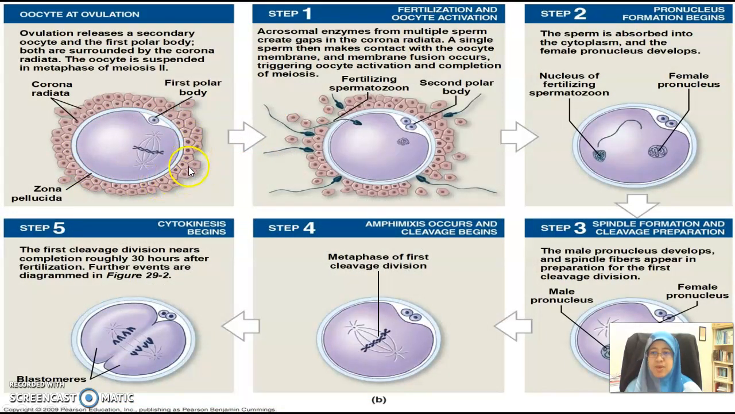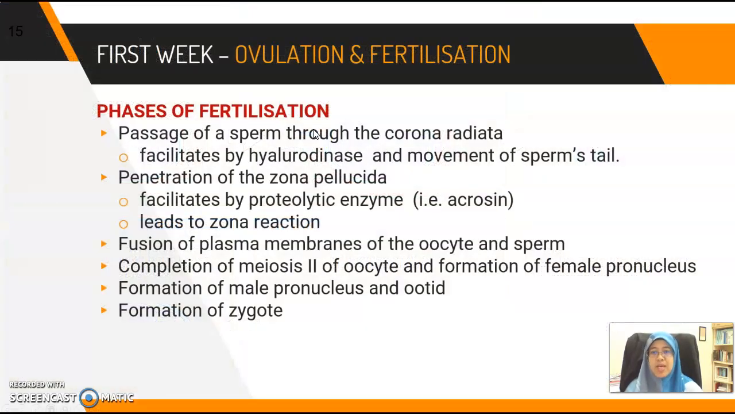In order for them to penetrate this layer, they need to produce an enzyme, and this enzyme we call hyaluronidase. Then, by using their tails, they force themselves towards the secondary oocyte. The next step is the penetration of the zona pellucida. This is the process whereby another type of enzyme, a proteolytic enzyme we call acrosin, makes a tunnel through the zona pellucida.